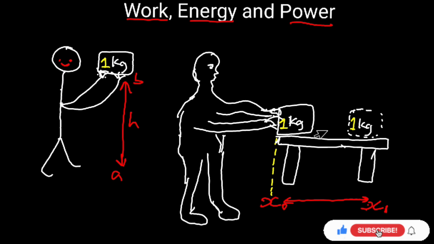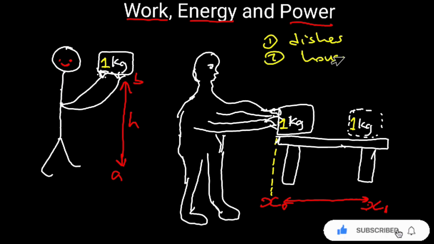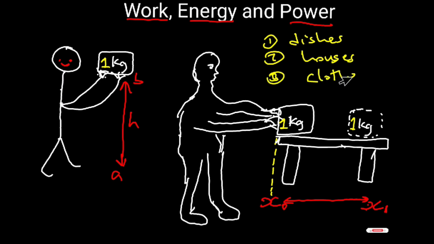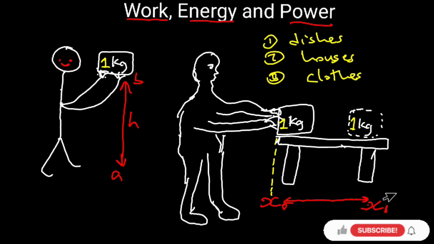What is work? Now, work is applied to any form of activity that requires the exertion of physical or mental effort. For example, if you are doing dishes, you are doing work. If you are cleaning your houses, you're also doing work. And if you're washing clothes, you're also doing work. However, in physics, we'll be discussing work done.